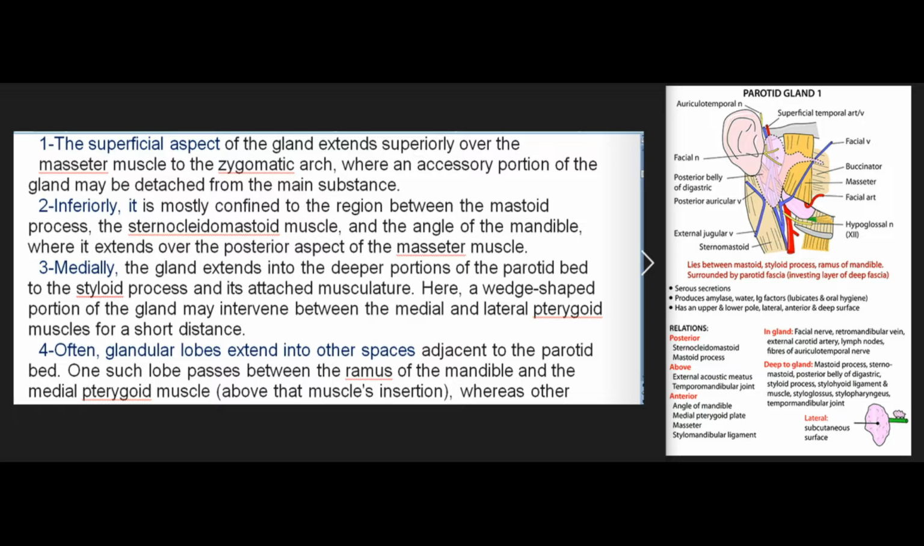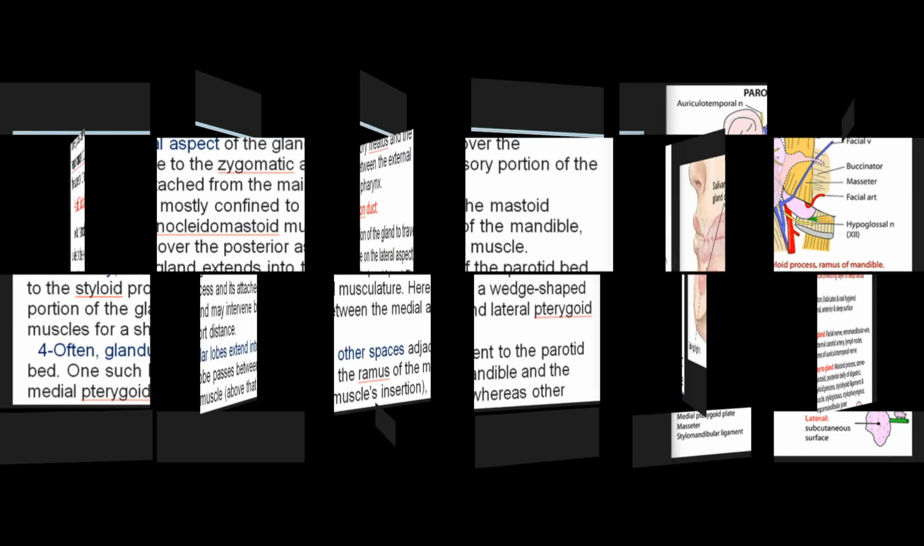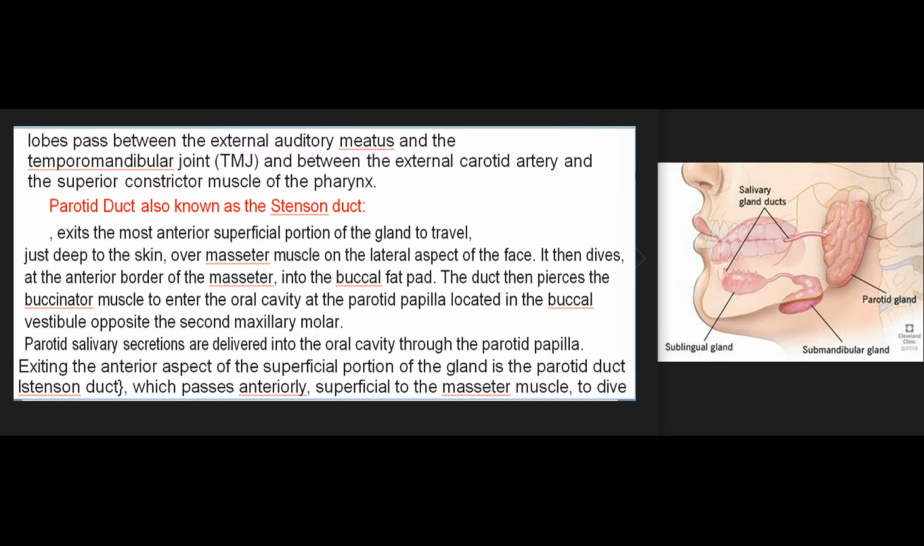3. Medially, the gland extends into the deeper portions of the parotid bed to the styloid process and its attached musculature. Here, a wedge-shaped portion of the gland may intervene between the medial and lateral pterygoid muscles for a short distance. 4. Often, glandular lobes extend into other spaces adjacent to the parotid bed. One such lobe passes between the ramus of the mandible and the medial pterygoid muscle, above that muscle's insertion, whereas other lobes pass between the external auditory meatus and the temporomandibular joint, TMJ, and between the external carotid artery and the superior constrictor muscle of the pharynx.